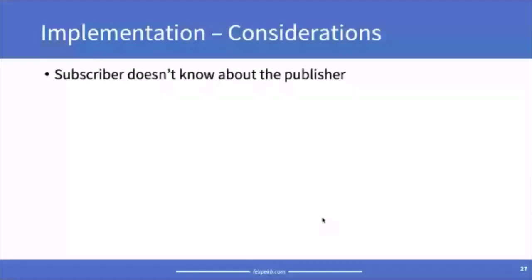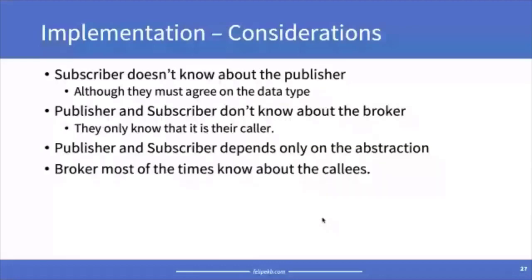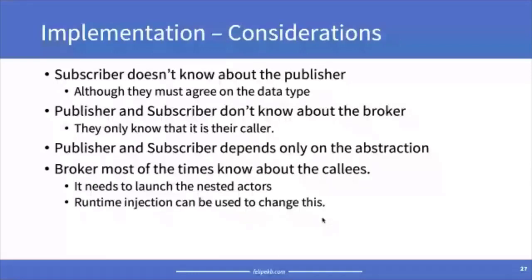Some considerations: the subscriber doesn't know about the publisher, although they must agree on the data type, as I told before. The publishers and subscribers don't know about the broker. They only know about the caller. The publisher and subscriber depend only on the abstraction. The broker most of the time knows about the callees. Of course, they need to launch the actors, but you can use runtime injection to change this and decouple your actors even more. In the end, topics can be used as private data.